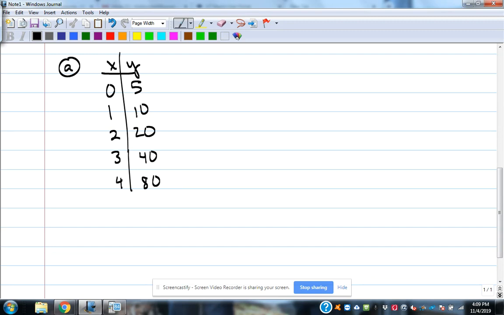And if this were linear, it would have a slope that's the same. And remember, finding slope was y2 minus y1 over x2 minus x1. If we tried that with this problem and took two ordered pairs, 10 minus 5 over 1 minus 0, we'd get a slope of 5. But if we did a different ordered pair set, we don't get the same number. So we know it's not linear.